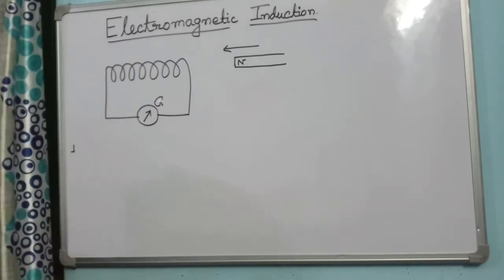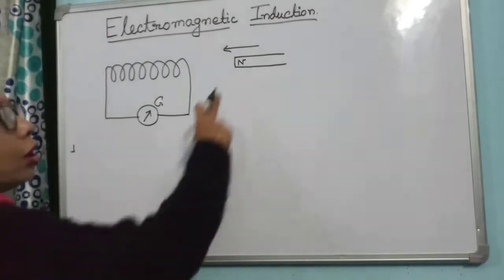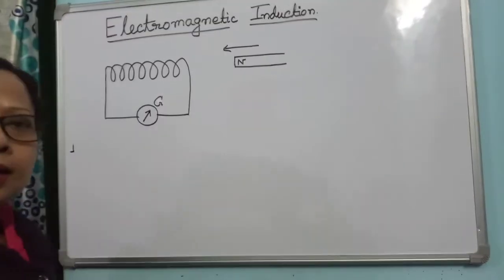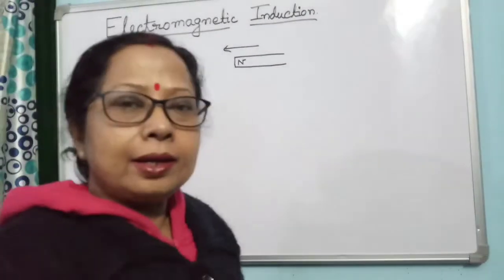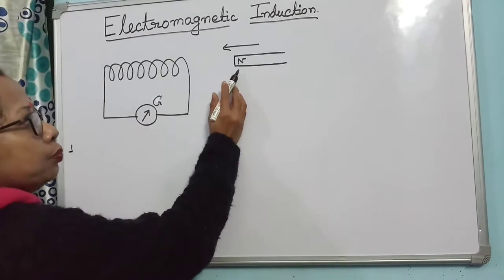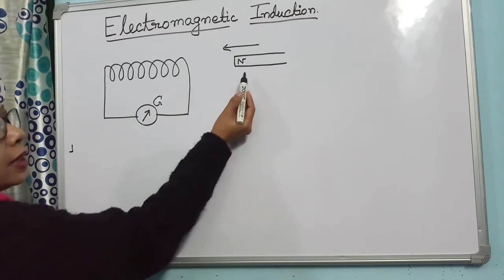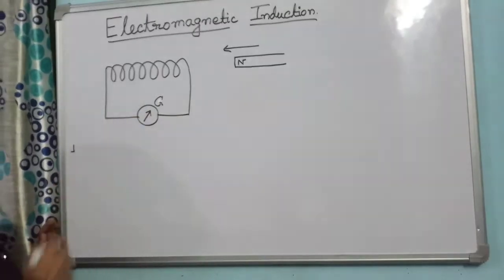Now, you have taken one pole of a magnet. Here I have written North Pole, but that is not mandatory. You may take any pole. Alright. Now what is done? This north pole is brought near the coil. That's why you see I have given the arrow. So the arrow indicates the north pole is moving towards the coil.